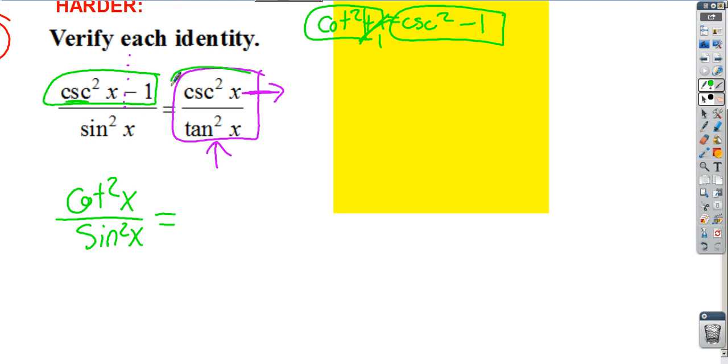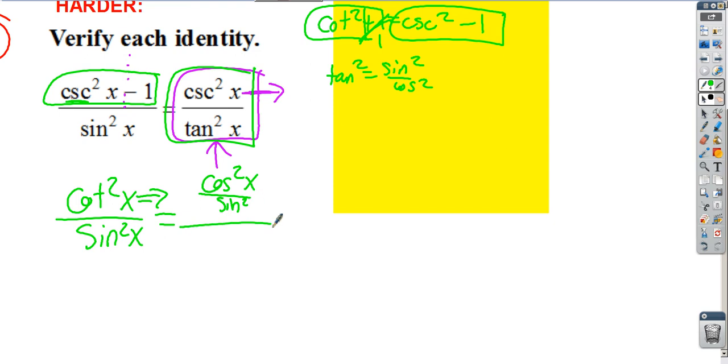We want to make this thing appear. So now, when in doubt, change everything to sines and cosines. So I can change this. Cotangent squared is the reverse of tangent squared. You might remember that tangent is equal to sine over cosine, so cotangent is the reverse of that. It's cosine squared over sine squared, and then I have this whole thing over sine squared still.